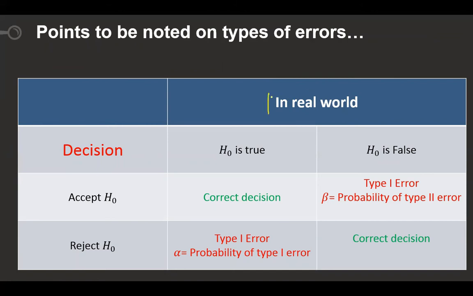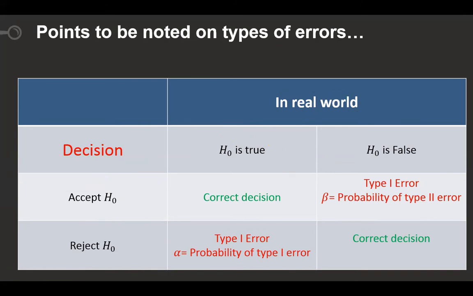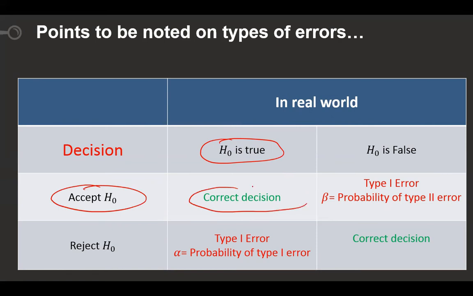This is the real world scenario. In the real world, H naught is true. If my H naught is true and I accept it, obviously I have to accept it, then it is a correct decision for me. This is what you have to remember. In the real world, H naught is true, I am accepting it, so it is a correct decision.